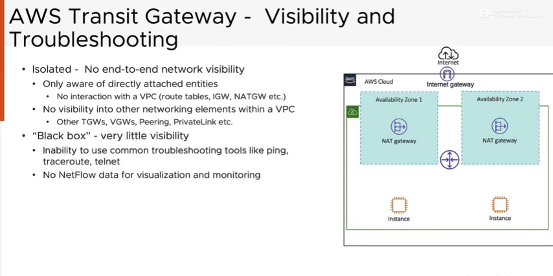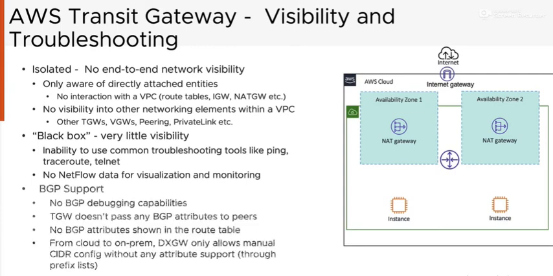It is a black box, so there's not much visibility that you get built in, and there's an inability to use some common troubleshooting tools like ping, traceroute, and telnet. It simply doesn't respond to those types of requests. You don't have that troubleshooting capability, and there's no type of NetFlow support for data visualization and monitoring.